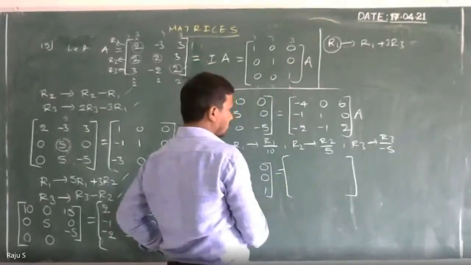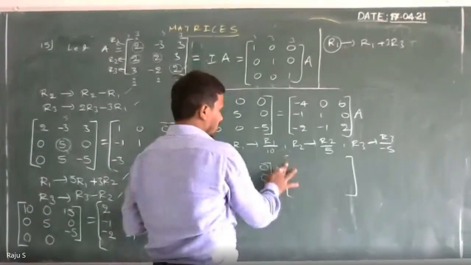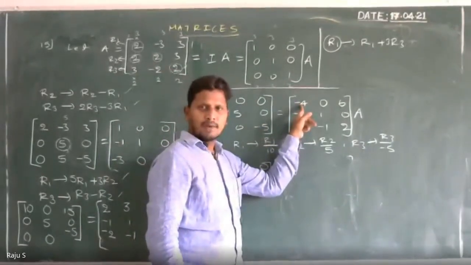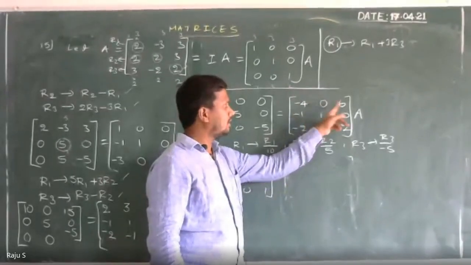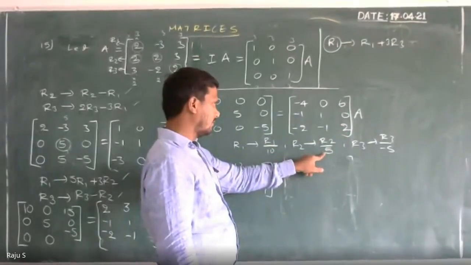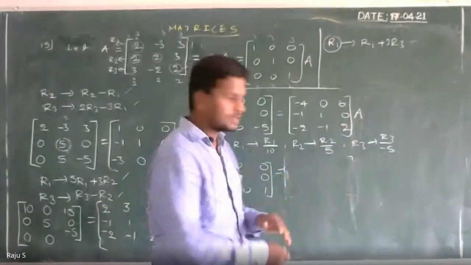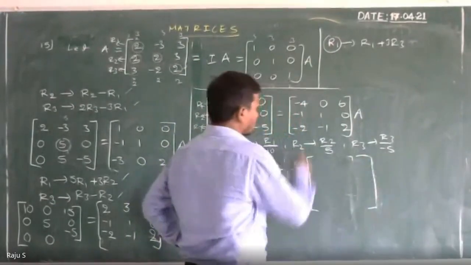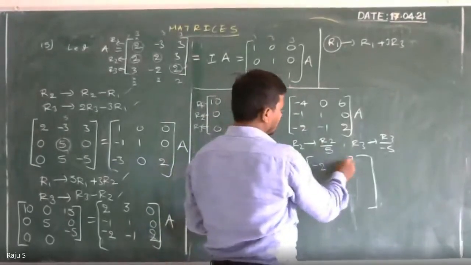What about the right side, the first row? When I divide with 10, minus 4 by 10 means minus 2 by 5, and 6 by 10, 3 by 5. R2 dividing with 5. So here also 5, so 1 by 5 is common in all three rows. If I write 1 by 5 outside, then dividing with 2, that is minus 2, 0, 3.